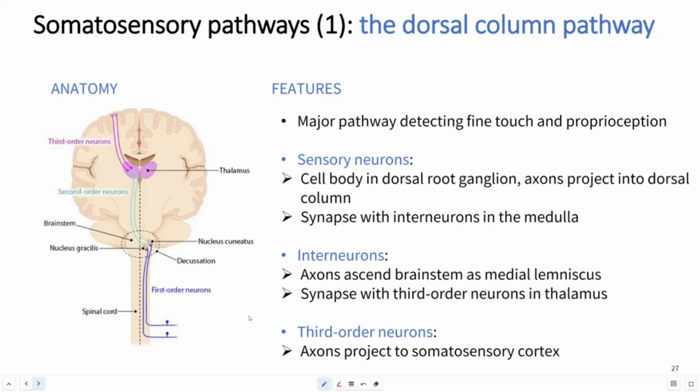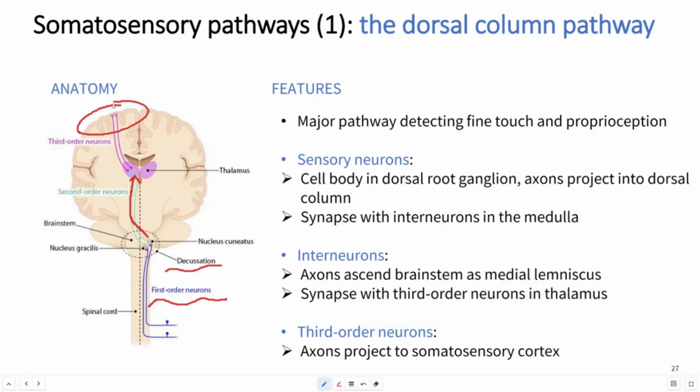Sensory neurons have their cell bodies in the dorsal root ganglia, and they project toward the dorsal column. They will then synapse with interneurons located inside the medulla, in the brain stem. These are the first order neurons. The interneurons' axons ascend the brainstem through a structure called the medial lemniscus, and they synapse with the third order neurons inside the thalamus. So you can see right here that there's a crossing over called decussation, and that goes through the brainstem and it crosses over to the secondary neurons shown in green, all the way up to the third order neurons inside the thalamus. And these third order neurons will then project directly to the somatosensory cortex for perception.